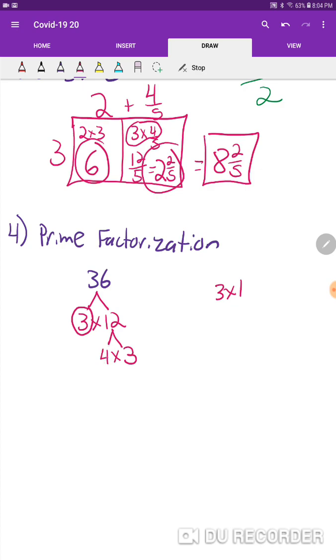Let's look right here at the end of the branch. I see a 4. Is 4 prime? No, it's not. So we can do 2 times 2. Let's look at the end of that branch. We have a 2. Yep, prime. End of this branch, 2. Yes, prime. End of this branch, 3 prime. And now look, every branch is a prime.